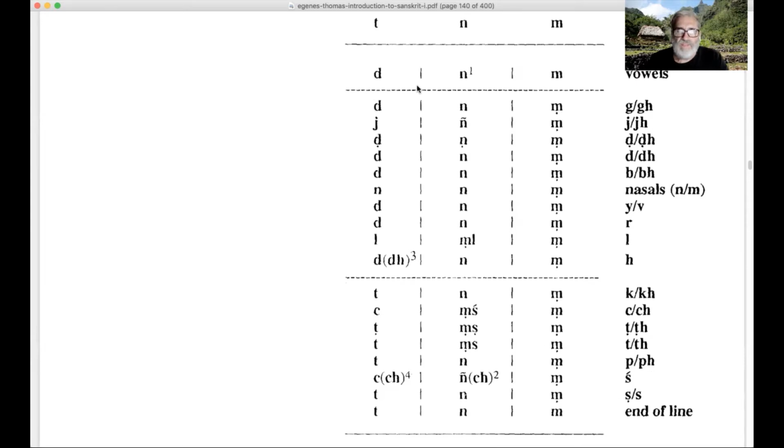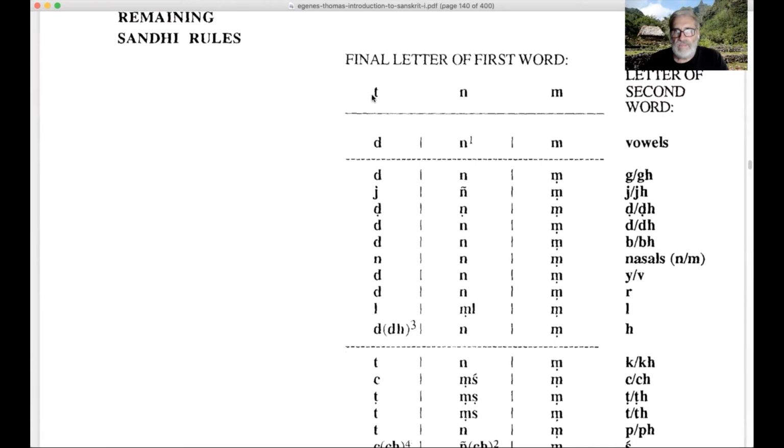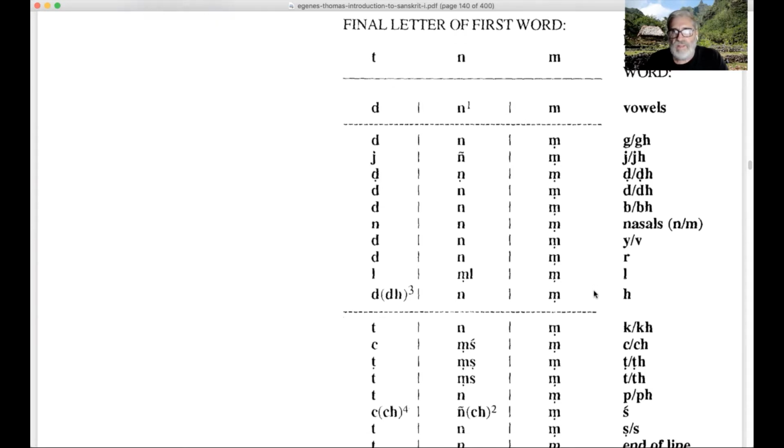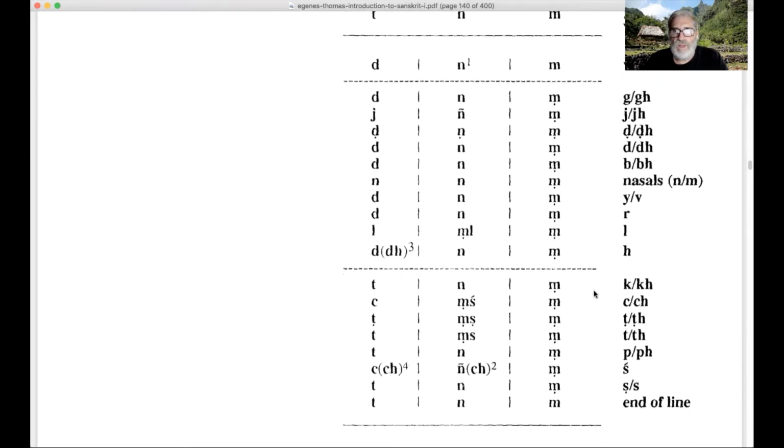Okay, so now we have these other two columns here. So we have words ending in dental T and dental N. I'm not going to go through them all, but basically you just have to look at the Sandhi grid, and wherever they're followed by the particular consonants coming in the beginning of the next word, you make the changes as given in the chart.